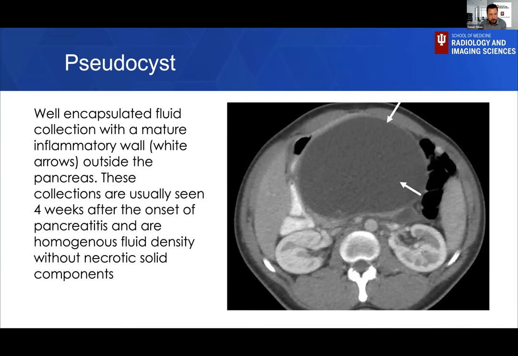This is a little bit later, after 4 weeks, and we see a thick walled-off fluid collection, which is pretty sizable. Somehow this was not drained, and it is compressing the pancreas, stomach, and other organs as well. It has a thick capsule. And so this could be either walled-off necrosis or pseudocyst.